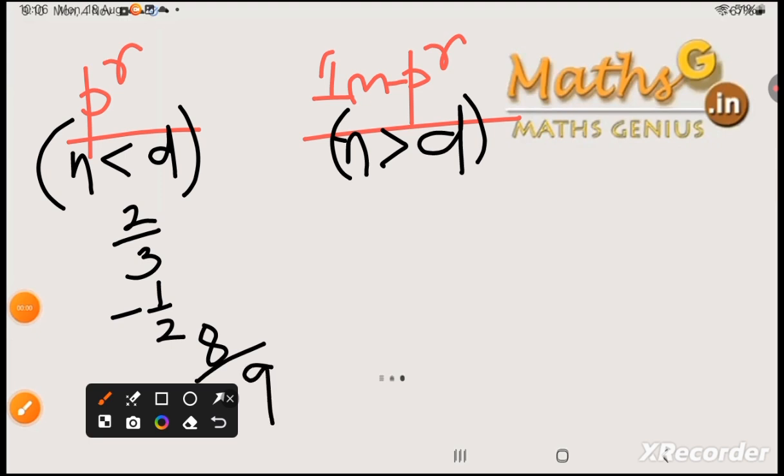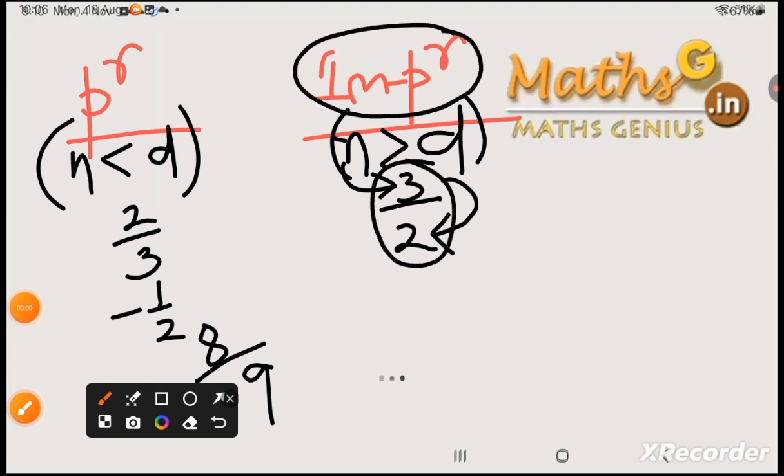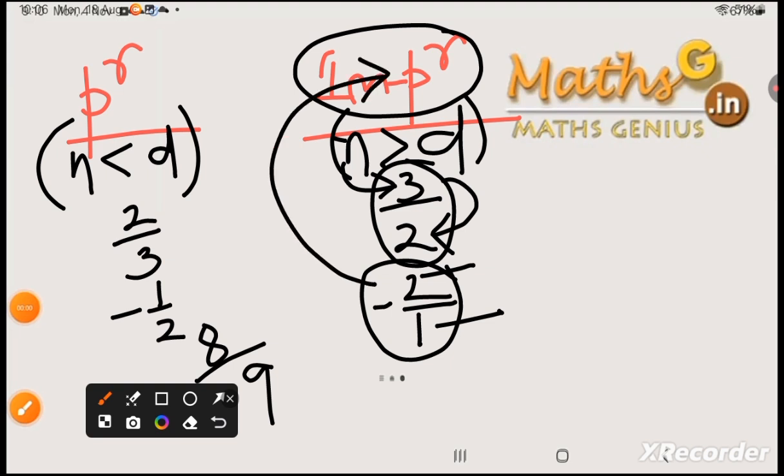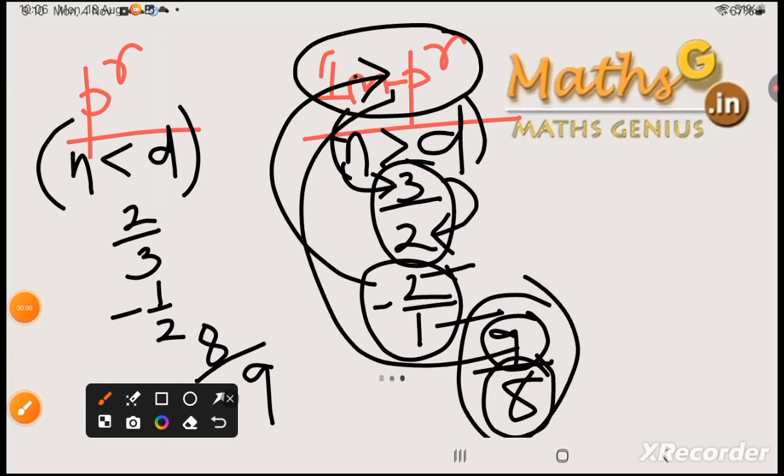Talk of improper fractions, the same thing we can say: 3 by 2, the numerator is greater than the denominator. So 3 by 2 is an improper fraction. Minus 2 by 1, the numerator is greater than the denominator, is an improper fraction. 9 by 8, numerator 9 is greater than the denominator 8. So again it is an improper fraction.